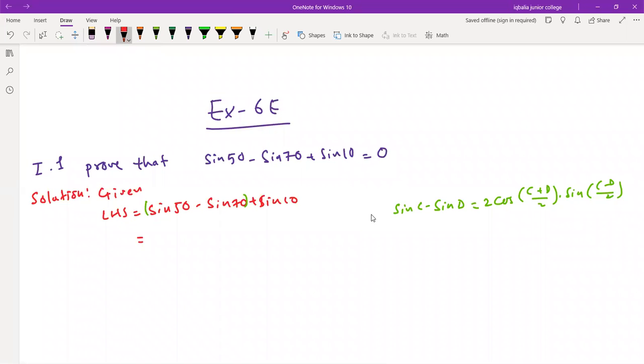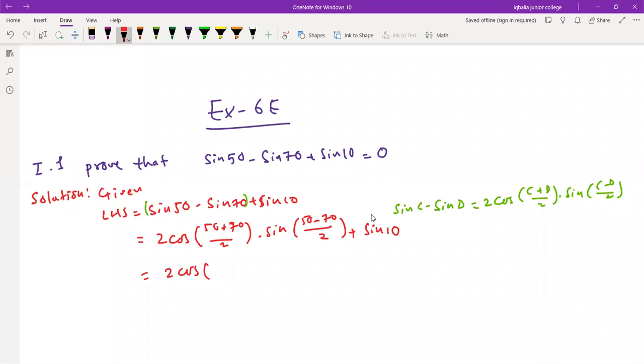So here we will have 2 cos (50 plus 70) by 2 into sine (50 minus 70) by 2, and then the rest part is sine 10. So here we will have cos 120 by 2 into sine of minus 20 by 2 plus sine 10.